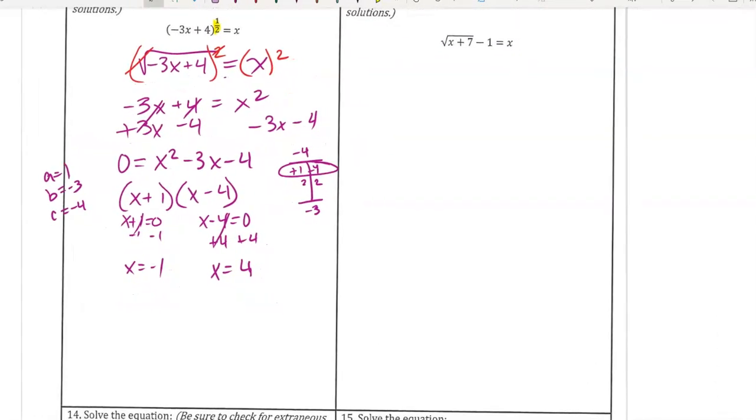I'm going to zoom out here so I can see it. So we have -3 times -1 plus 4. Let's go ahead and put that square root on there. Equals -1. The other one is 4. Oh, whoops. -3 times 4 plus 4 equals 4.